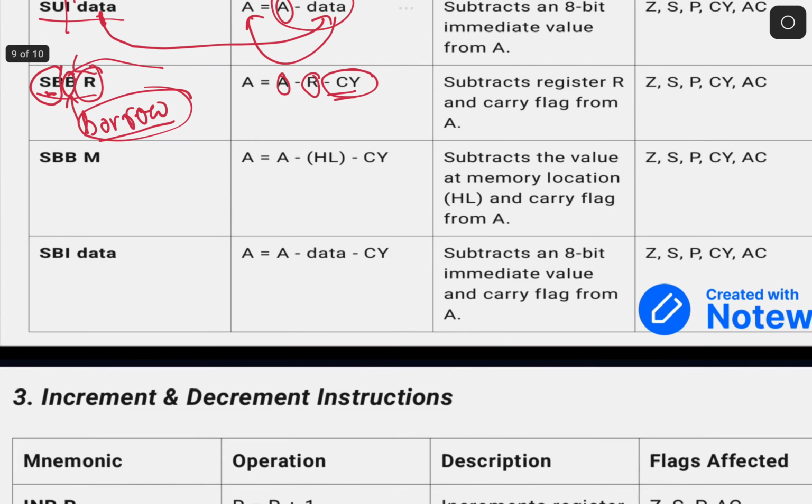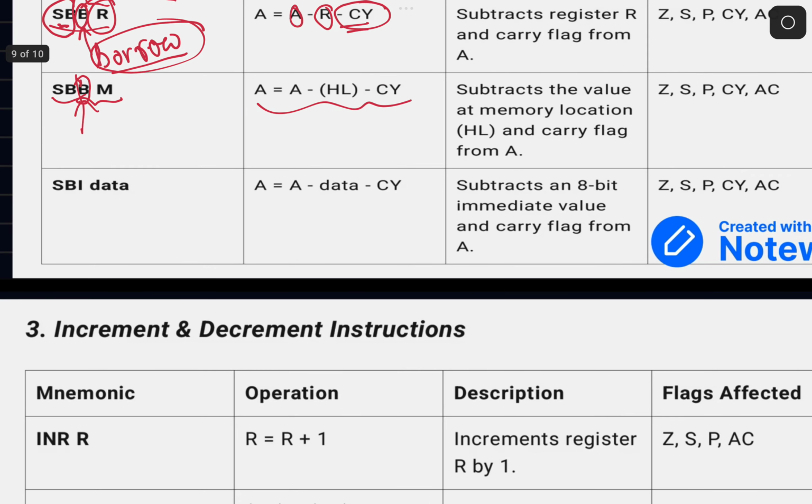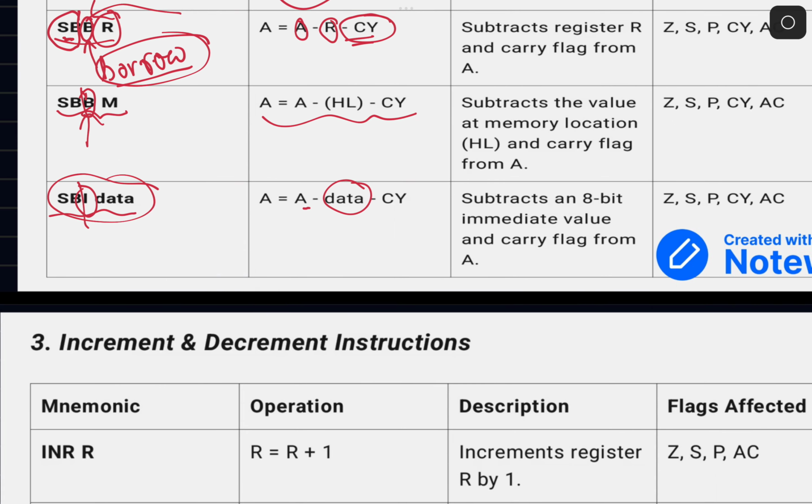Okay. Likewise, SBB M. Since there is an additional B, we have to take care of borrow also. Okay, I think you will understand these instructions. This also. SBI means subtract immediate data. So we have to subtract this immediate data from the content of the accumulator, and we have to take care of this borrow also.